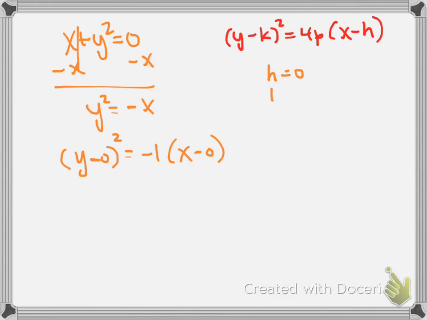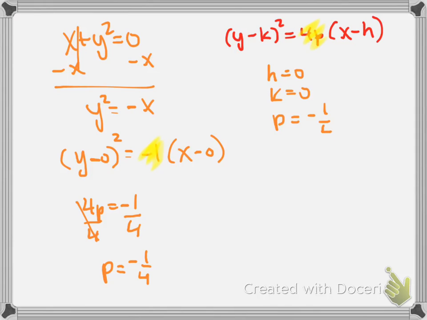So right away, I know that my h and k are 0, 0. So I will list that. So the only question left is what is my p-value? So my p-value is always right here, and that corresponds to 4p. So every time I say 4p equals negative 1, divided by 4, so p equals negative 1/4. So now I am ready to graph. Because the y is squared, I know that this is going to be horizontal.